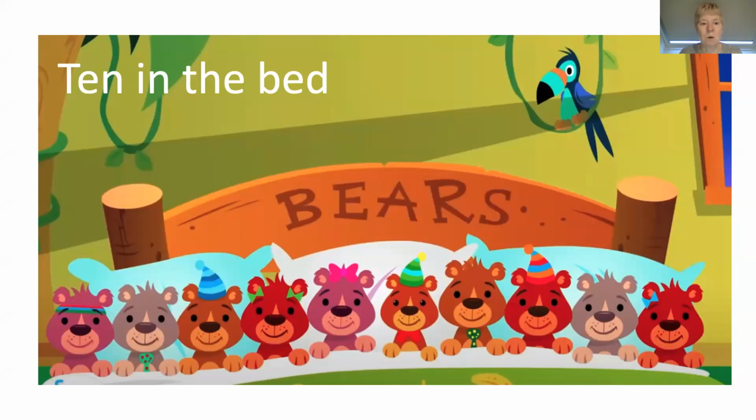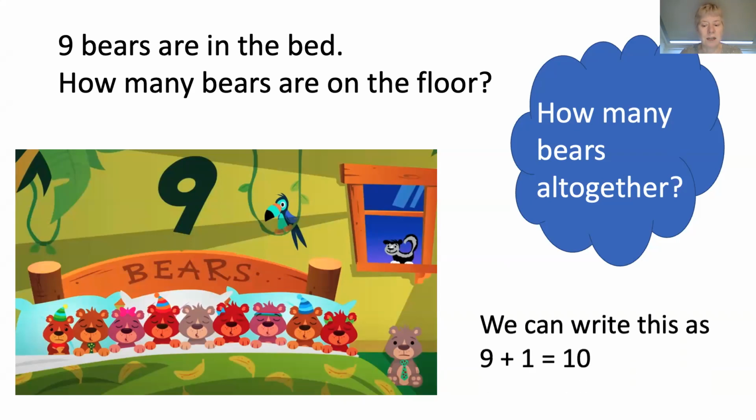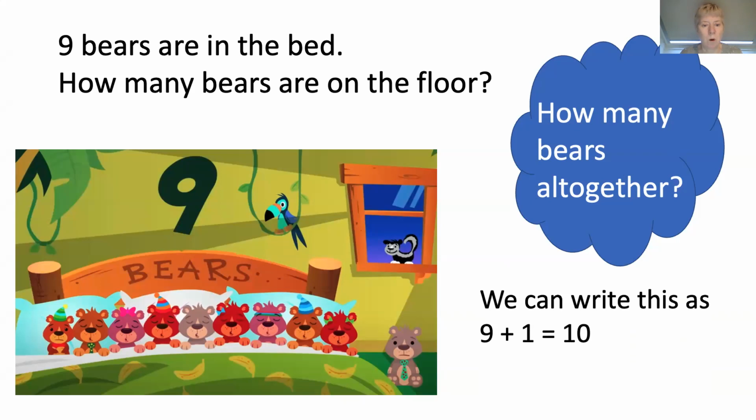So in our first one, when they've rolled over, 9 bears are in the bed. How many bears are on the floor? Well done, 1 bear is on the floor. How many bears altogether? That's right, there are 10. So we can write that as 9 plus 1 makes 10. 9 bears are in the bed, 1 bear is on the floor, 10 bears altogether.